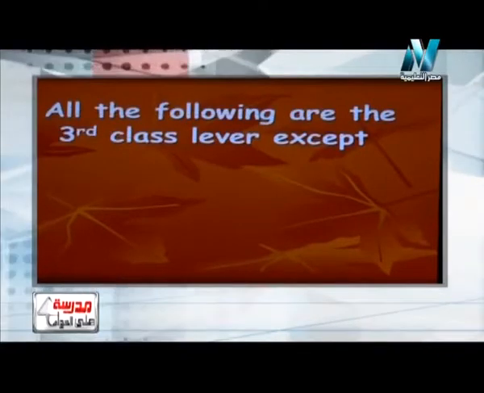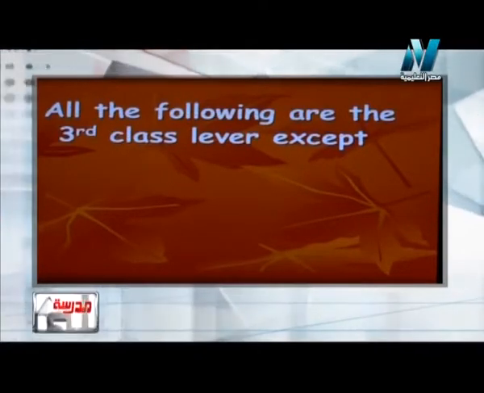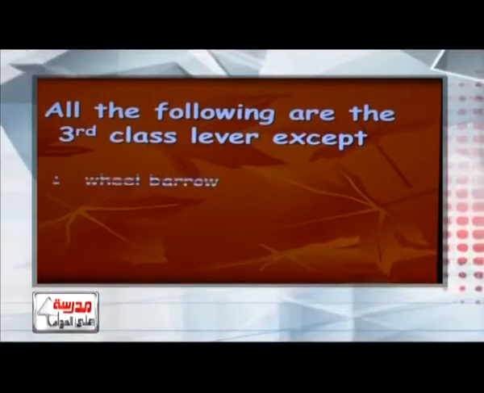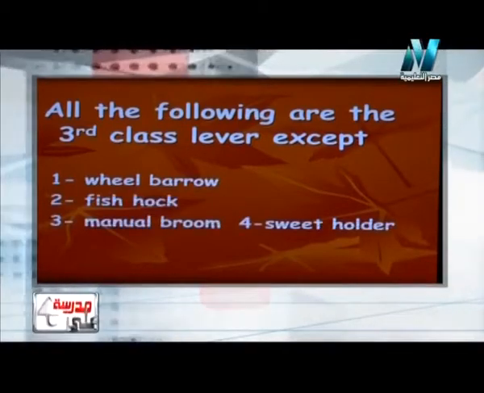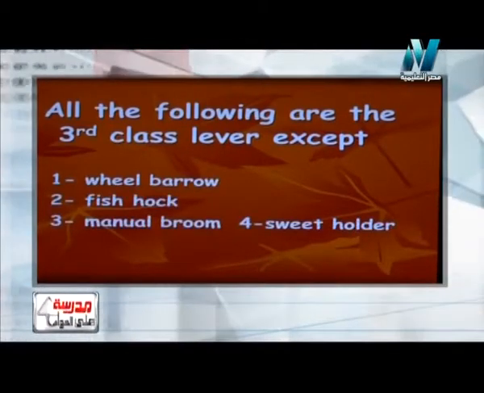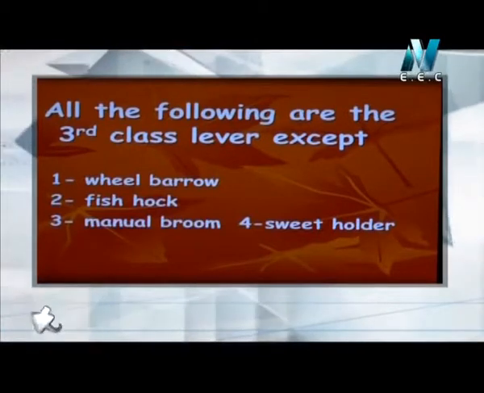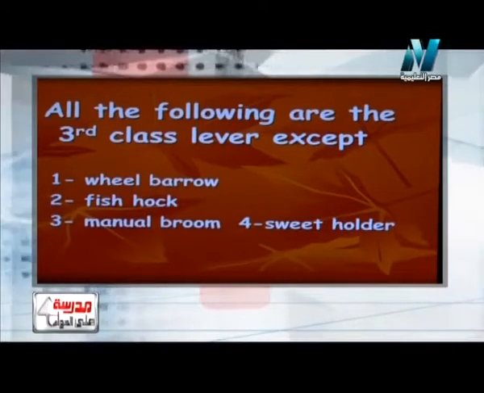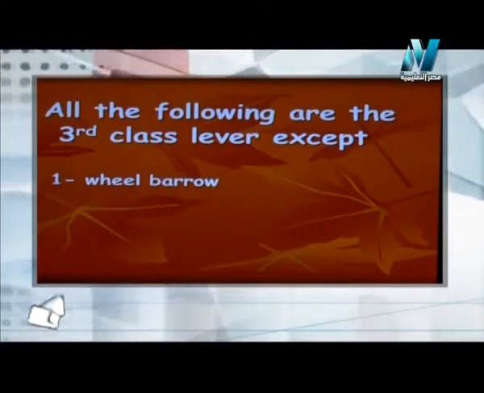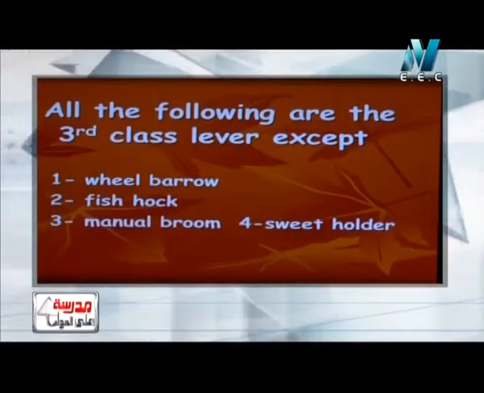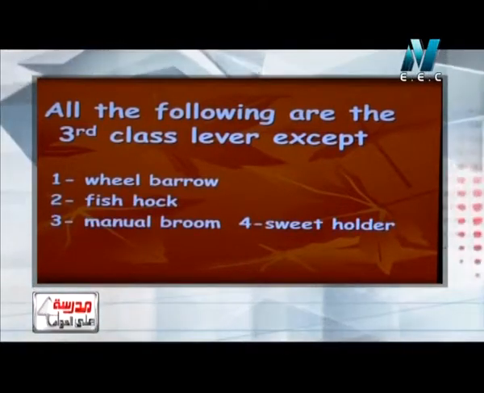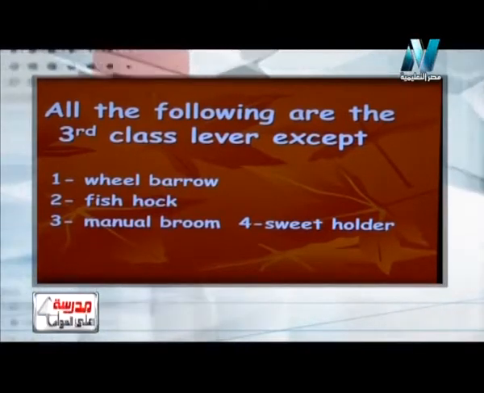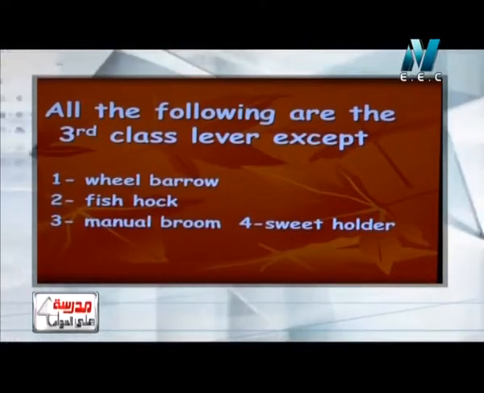The first question says that all the following are third class lever except: wheelbarrow, fish hook, manual broom, sweet holder. Except, surely, the wheelbarrow. Why? Because the wheelbarrow is a second class lever. But all the rest of the answers, fish hook, manual broom, sweet holder, are third class levers.